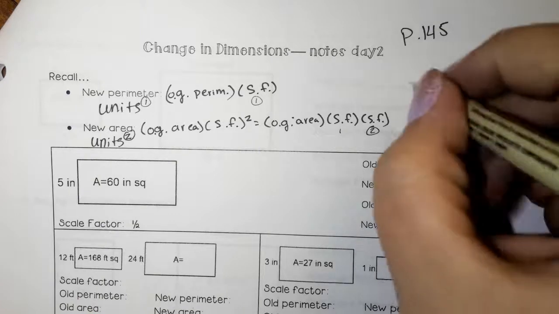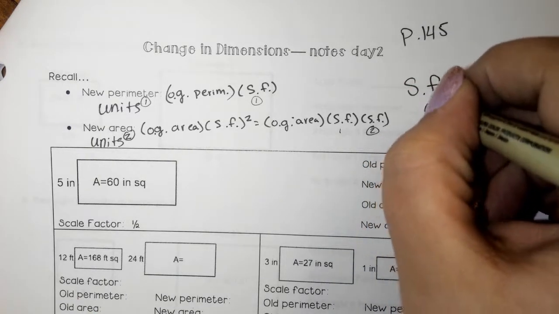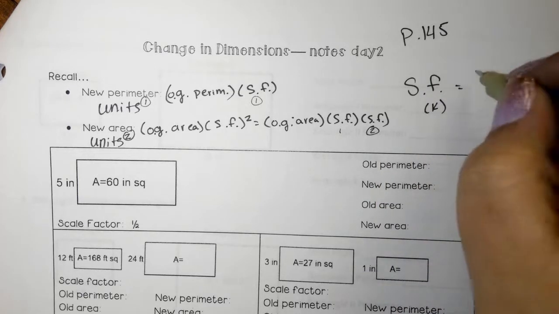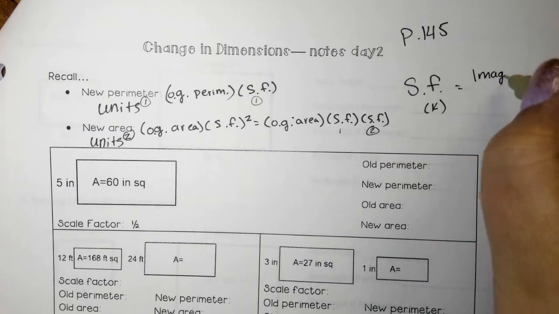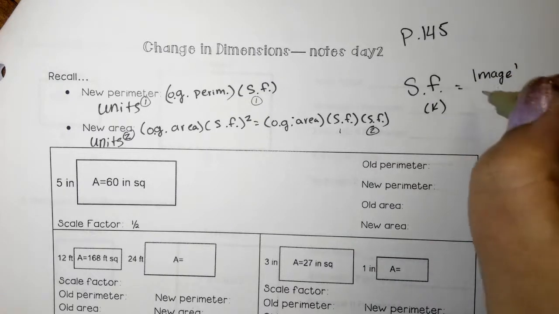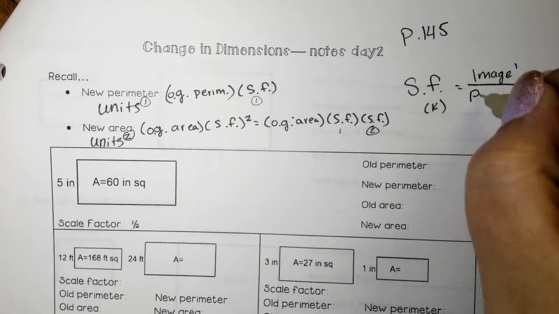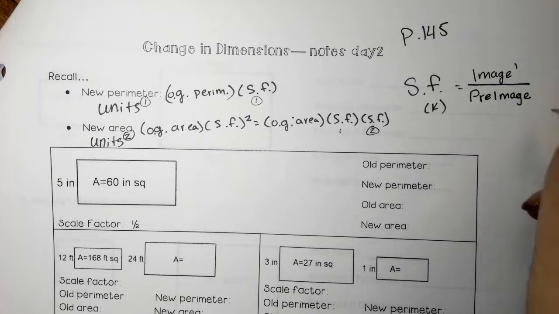One more thing I want to remind us about is how to find the scale factor. Remember, that's the letter K. We take something from the image, or the new thing, I'll put image, use that vocabulary there, and we'll divide it by something from the original, or the preimage. Something new, something original, NO.